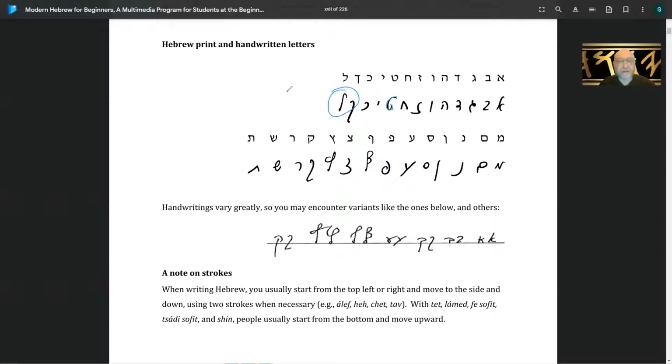Here's lamed. So lamed is almost like lamed. And it always faces this way. It faces that direction. Lamed. Oop, that one's bad. Lamed. Lamed. Lamed.